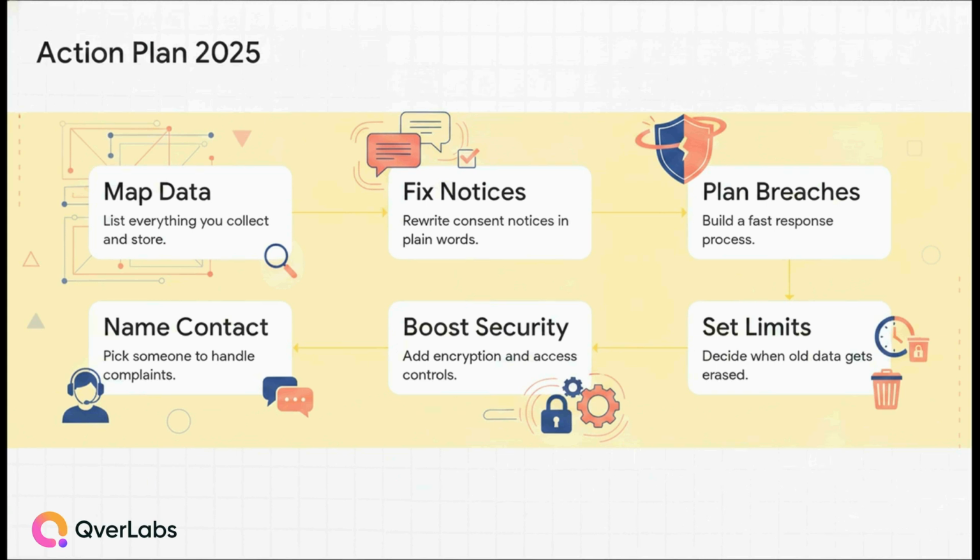Step 3. Plan for breaches now. Build a fast response process so you aren't completely panicking when disaster strikes. Step 4. Set your data deletion limits for those old accounts. Step 5. Boost your digital security with encryption. And Step 6. Name a dedicated point of contact to handle user privacy complaints. It's a lot, but taking it step by step makes it completely manageable.